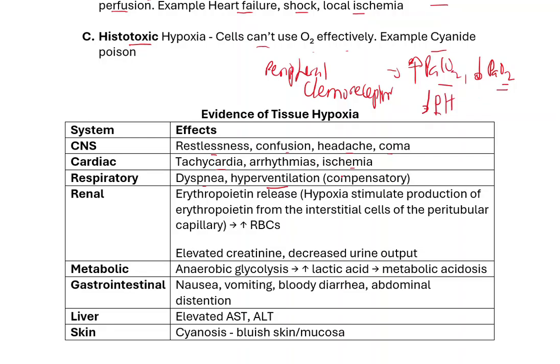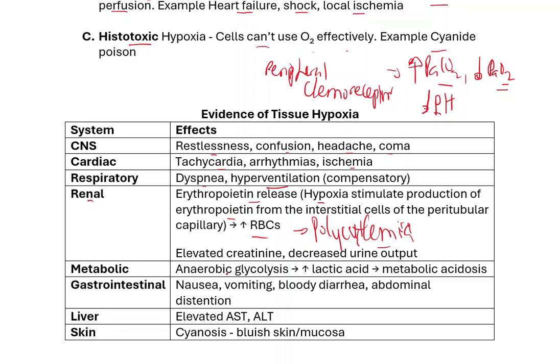And in the kidney, they could have release of erythropoietin, because as you know, anytime there is hypoxia it will stimulate production of erythropoietin. Where is erythropoietin produced from? It's produced from the interstitial cells of the peritubular capillary. This is going to lead to increased red blood cells, and that could lead to polycythemia. That's why a patient who has chronic hypoxemia could develop what? Polycythemia, right? And of course, they could have increased creatinine and decreased urine output. And because there's an absence of oxygen to the tissue, the tissue is going to be doing anaerobic glycolysis.